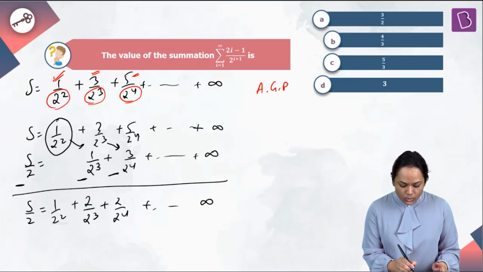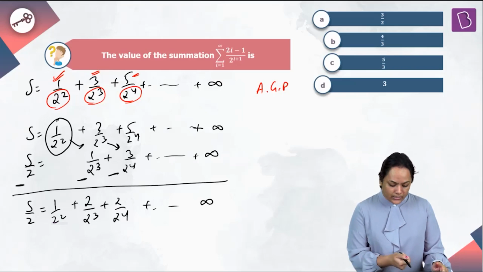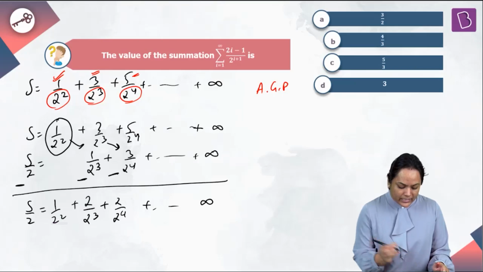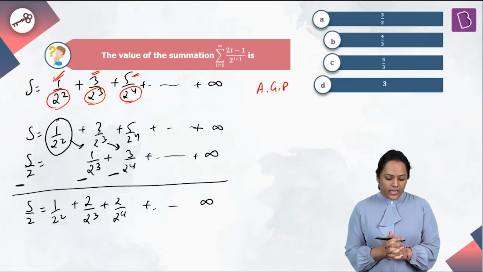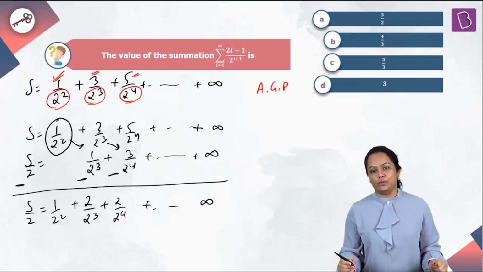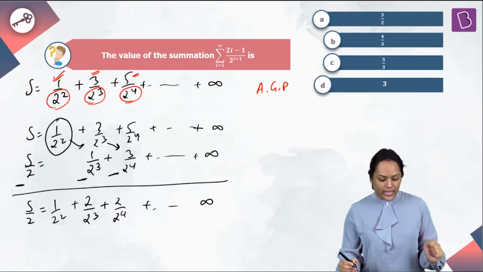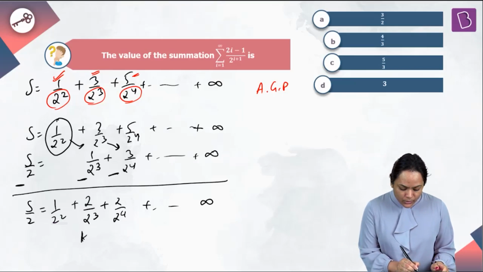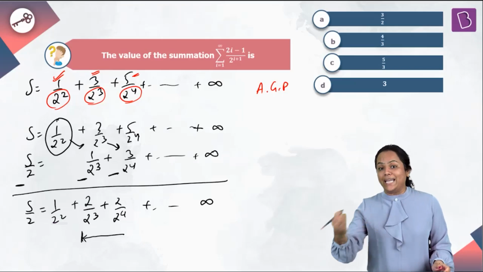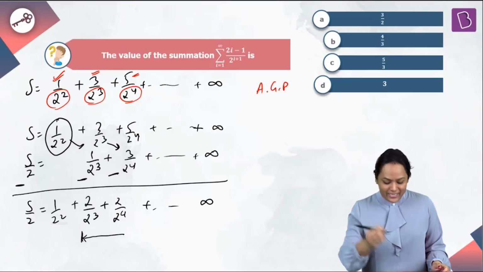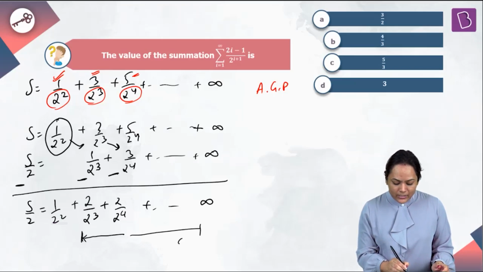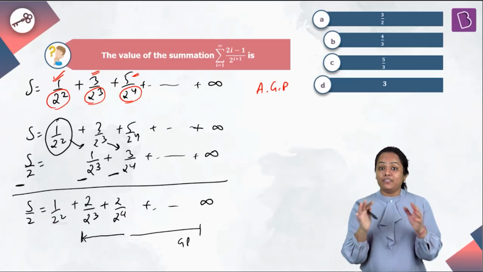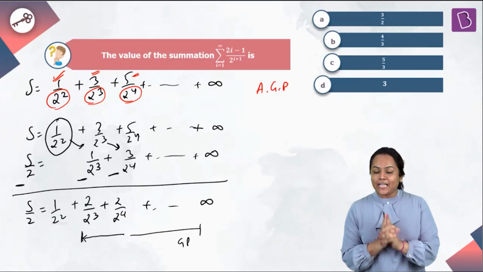And so on, this will go till infinity. Okay, so now how can I find the summation of this sequence? Well, if we keep aside the first term, that is 1 by 2 square, these terms 2 by 2 cube, 2 by 2 raised to 4, next term will be 2 by 2 raised to 5. All these terms are in GP, right? Infinite GP.